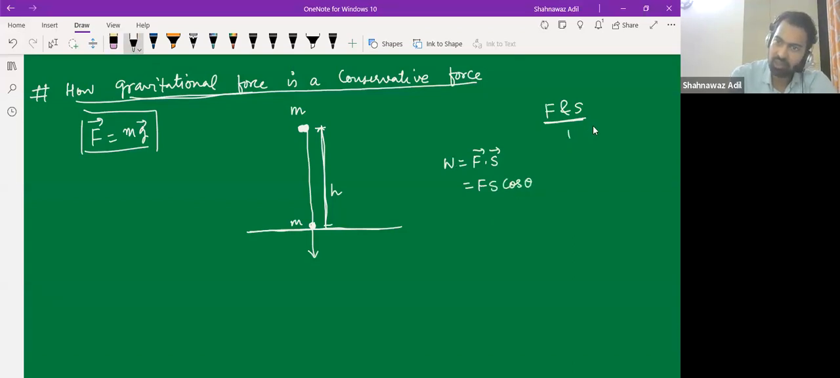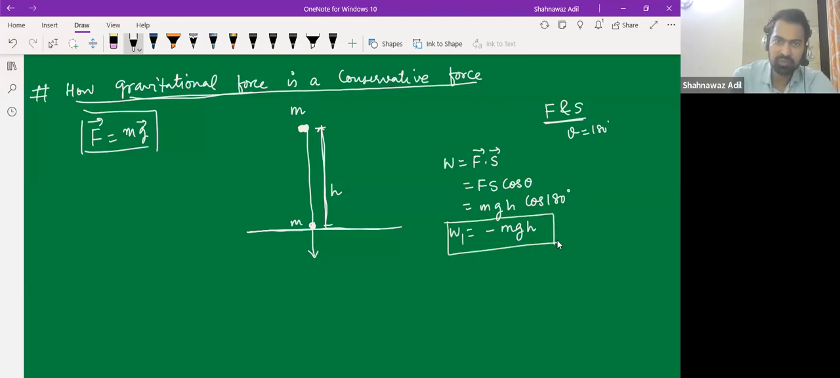So theta is 180 degrees, F is mg and S is h, and this is cos of 180 degrees. So this would be minus of mgh, right? Let's say this is work one. Is this part clear? So let's say this is path one.